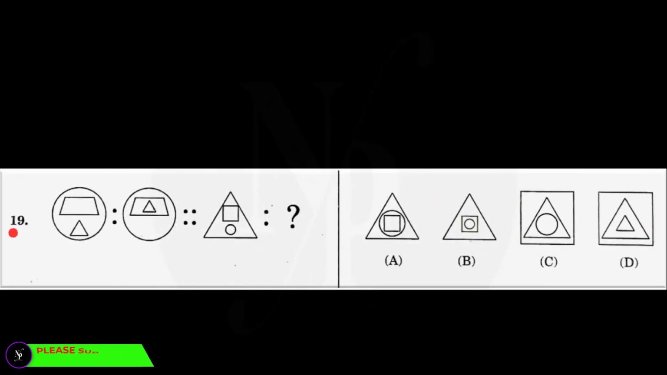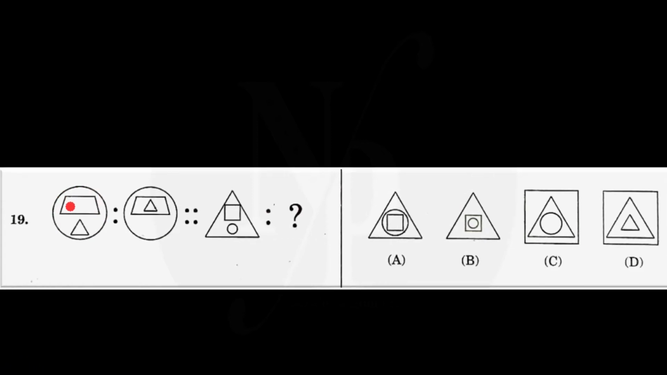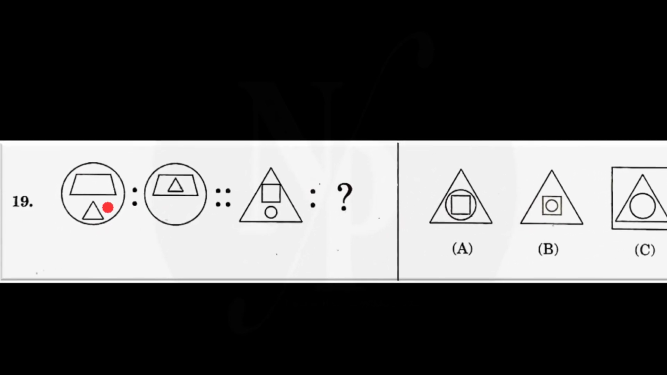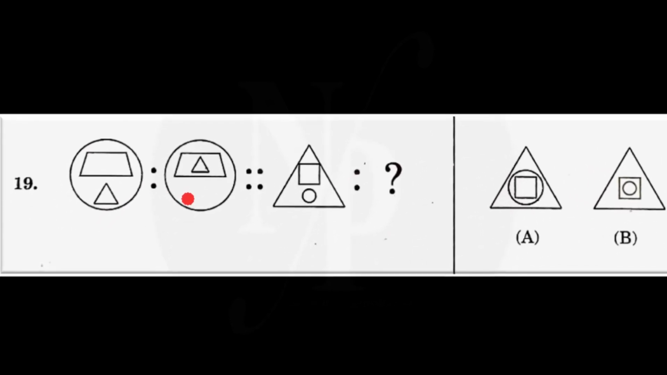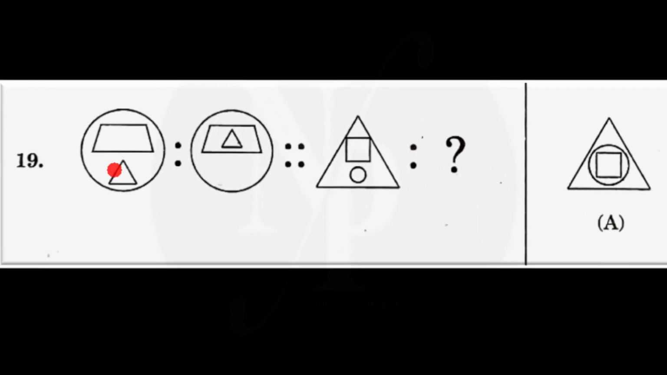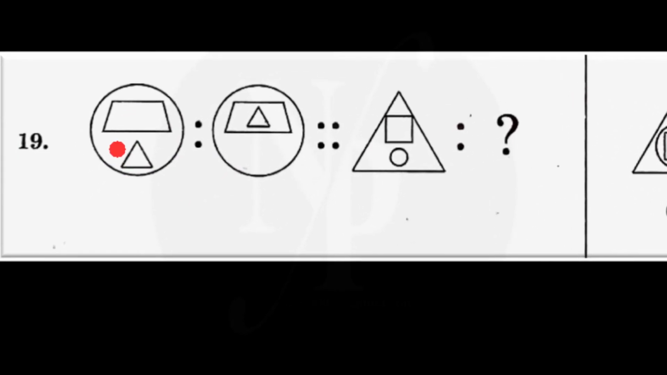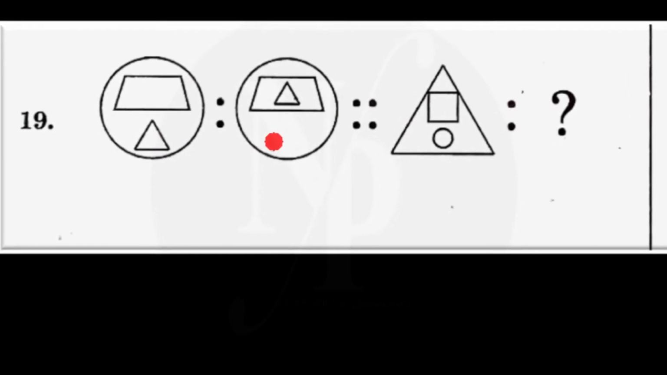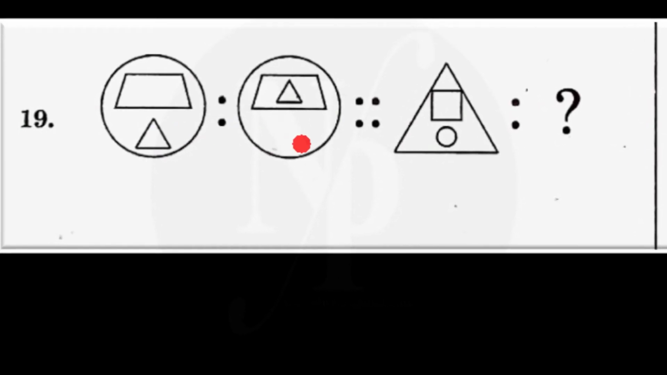Question number 19. Here, looking at the first 2 figures, there is a large circle which is the outermost figure. Within this large circle, we find a trapezium and a triangle. These figures are same among the first 2 figures, but the position of the triangle in the first figure is outside the trapezium, but in the second figure, the triangle which was at the bottom has been shifted into the trapezium.